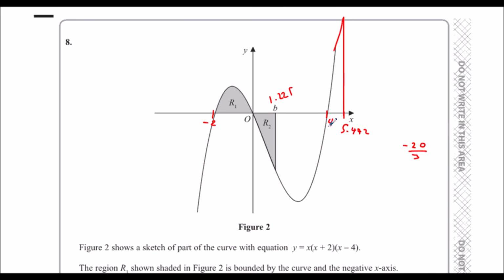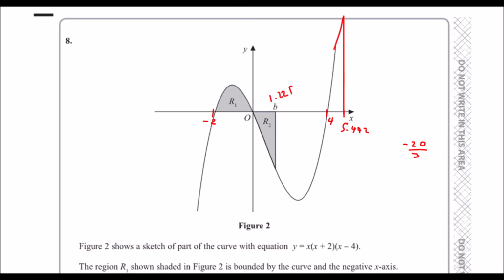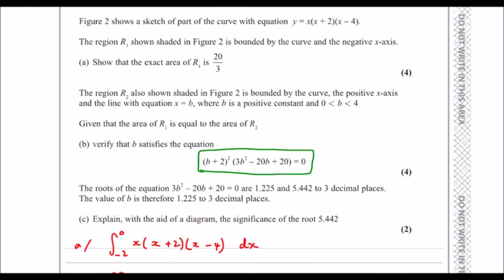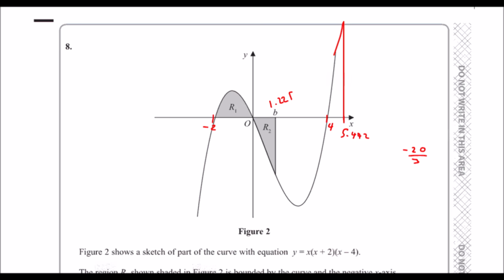So how can that be? How can this whole area be the same as this little r2? It's because the area on top is going to be positive, the area underneath is going to be negative, so they'll cancel each other out. So the area between 0 and 4, take away the area between 4 and 5.442 is equal to 20 over 3. So it says explain with the aid of a diagram.